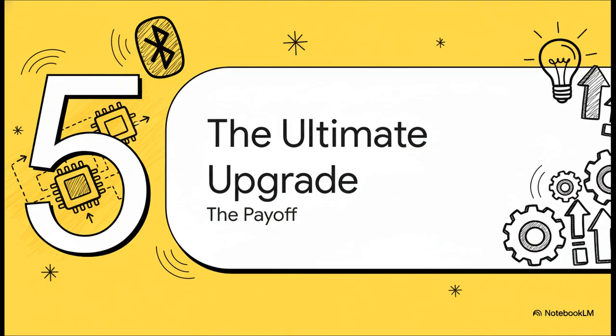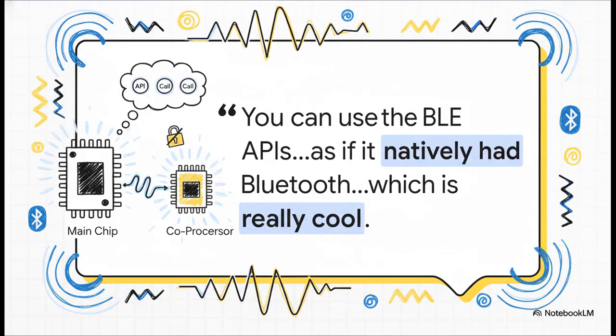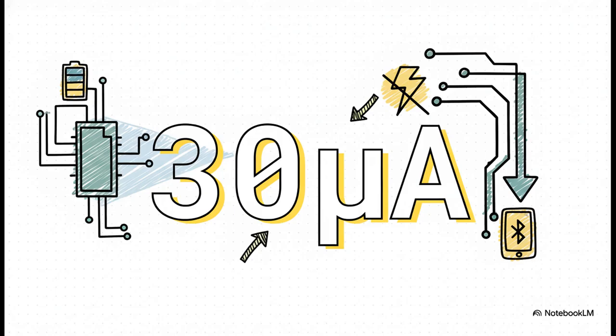Well, the result is what makes this architecture so incredibly powerful for real-world products. Here's the magic trick. For you, the person writing the code, all of this complexity is completely invisible. As Jared from Circuit Dojo puts it, you literally just use the Bluetooth commands on your main chip as if it had a Bluetooth radio built right in. Zephyr handles all the background communication to the other chip for you. It just works.